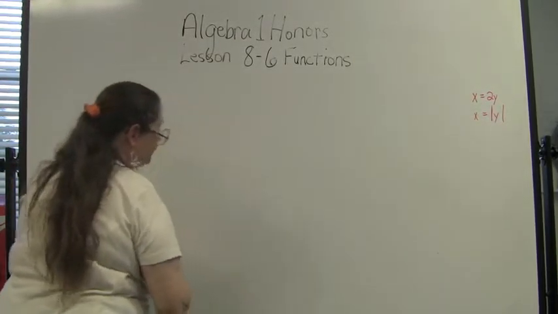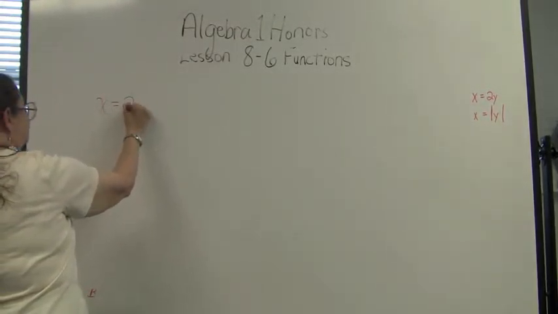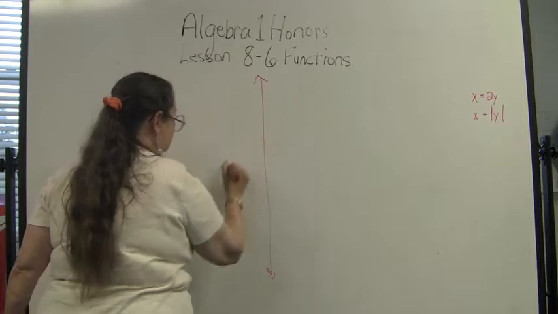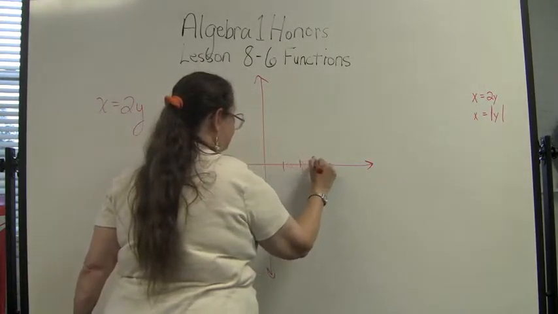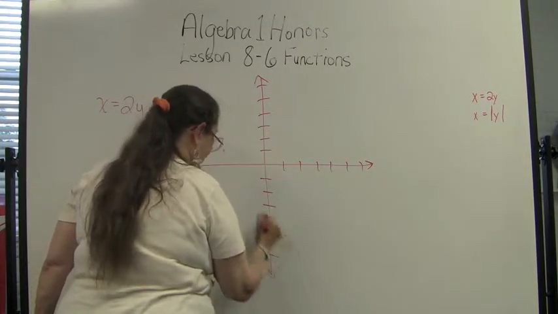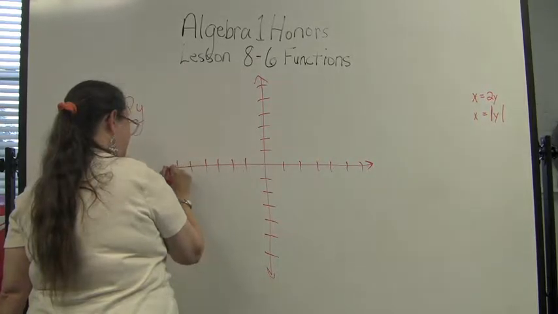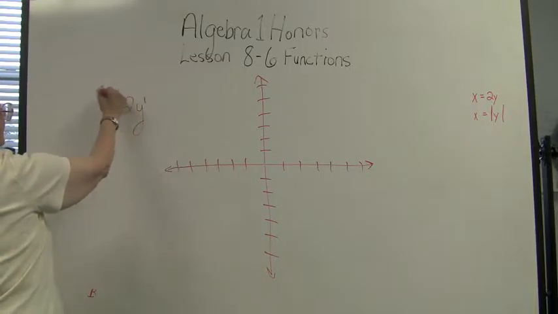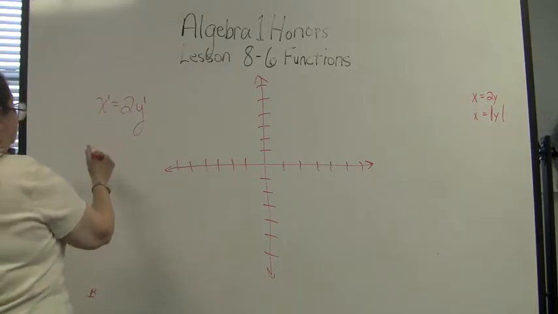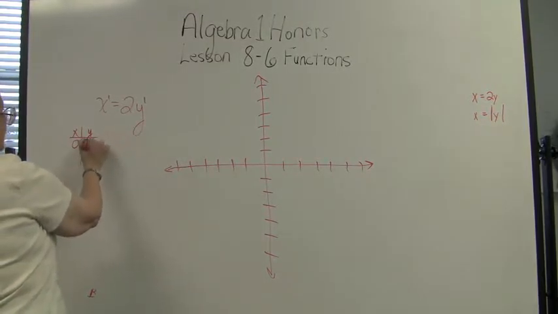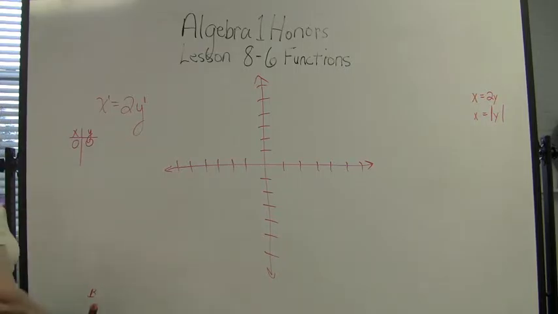All right, let's say we have x equals 2y. Here's our Cartesian coordinate system here. Okay, and this is a line because we have an x and a y with exponents of 1. So we need 2 points. If I pick 0 for x, then y has to be 0. If I pick 1 for y, then x has to be 2. And there's my 2 points.